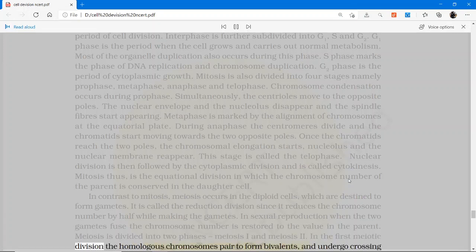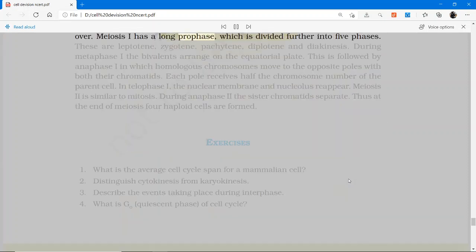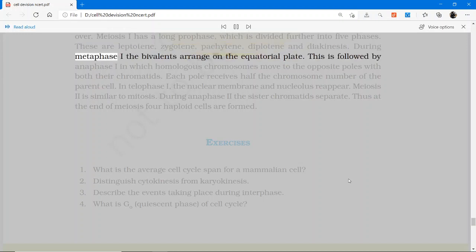In the first meiotic division, the homologous chromosomes pair to form bivalents, and undergo crossing over. Meiosis I has a long prophase, which is divided further into 5 phases. These are leptotene, zygotene, pachytene, diplotene and diakinesis. During metaphase I, the bivalents arrange on the equatorial plate.